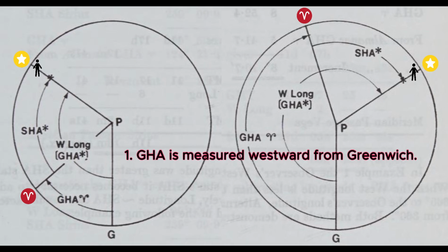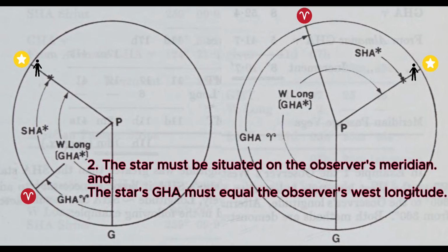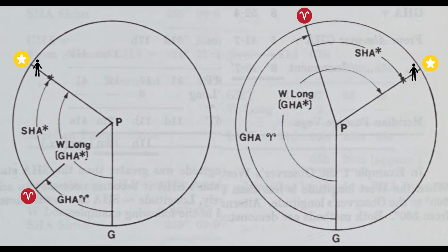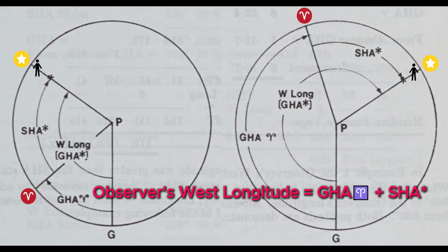Greenwich hour angle is measured westward from Greenwich. At meridian passage, the star must be situated on the observer's meridian, and the star's Greenwich hour angle must equal the observer's west longitude. An east longitude can be converted to west longitude by subtracting it from 360 degrees, resulting in a value exceeding 180 degrees. The following equation holds true at meridian passage. Observer's west longitude equals Greenwich hour angle Aries plus sidereal hour angle star.